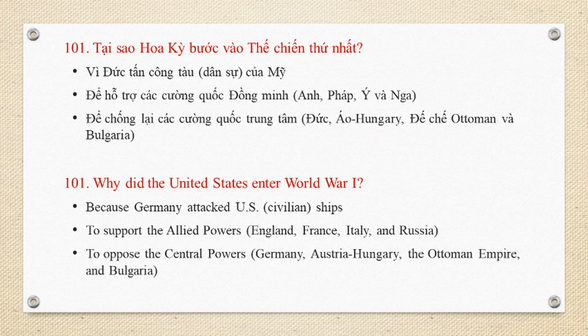101. Why did the United States enter World War I? Because Germany attacked U.S. civilian ships. To support the Allied powers England, France, Italy, and Russia. To oppose the Central Powers Germany, Austria-Hungary, the Ottoman Empire, and Bulgaria.